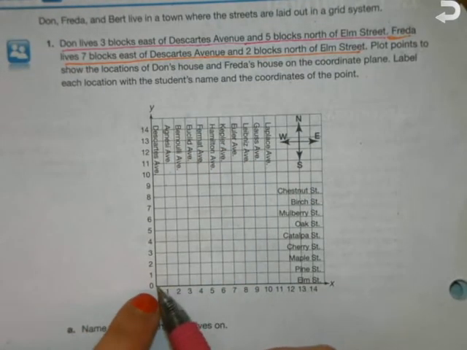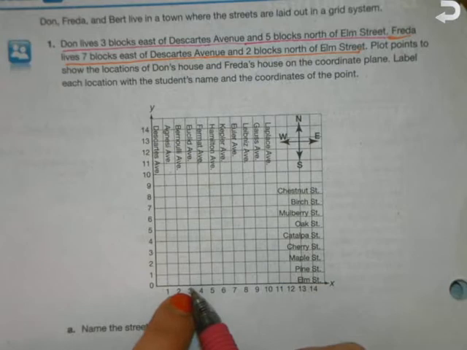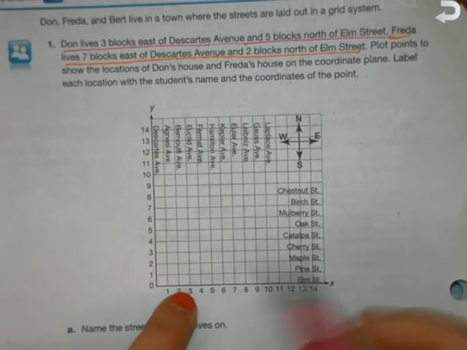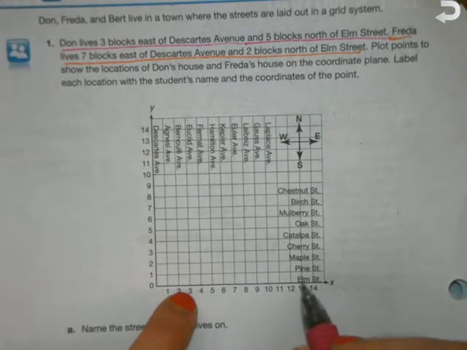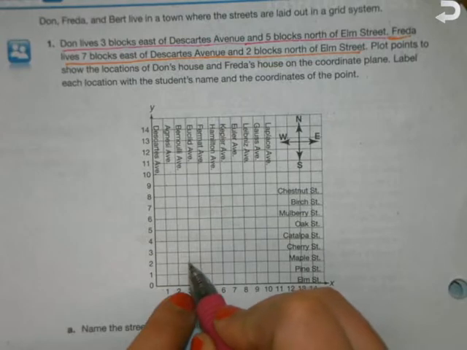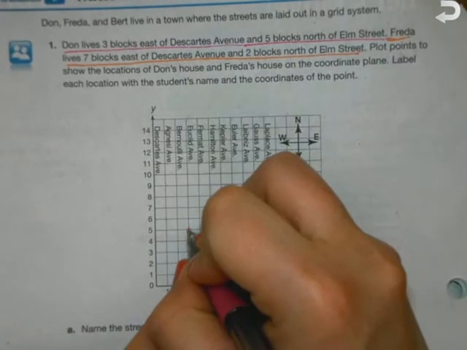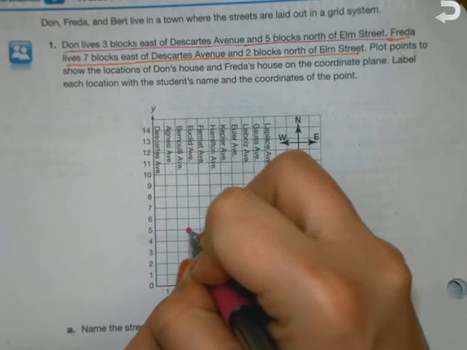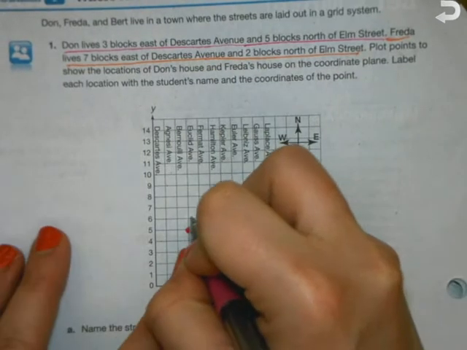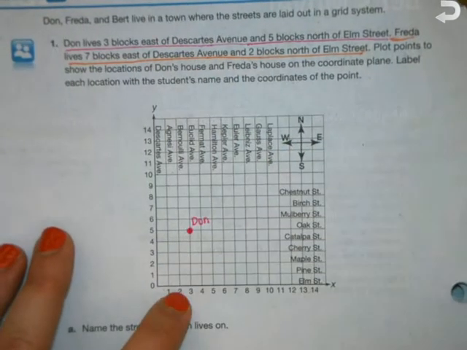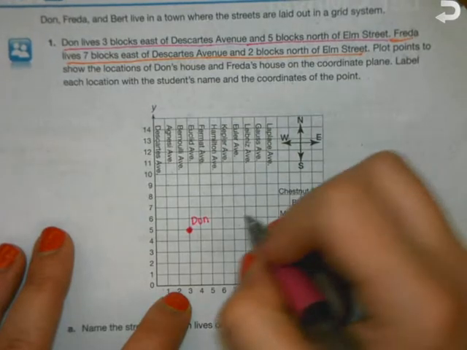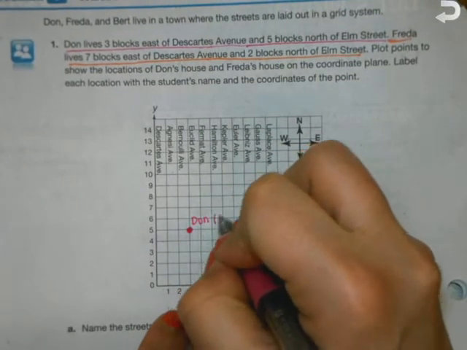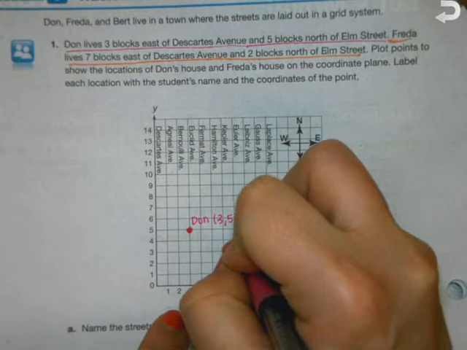And let's go 3 blocks east of Descartes. So that means I'm going to go to the right. So 1, 2, 3. And then he's 5 blocks north of Elm. Elm is the first one on the bottom. So that means we're going to go up 1, 2, 3, 4, 5. Okay. So put a dot there. Let's label it Dawn. What are the coordinates of that point? 3, 5. So put that next to Dawn.